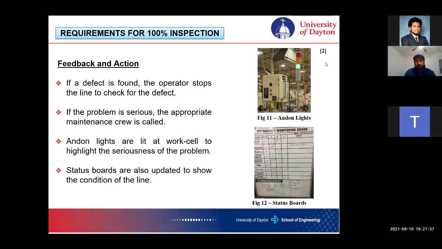If a defect is found, the operator stops the line to check for the defect, and it is very important to have andons or status boards updated with the current status of the machine. People working around the line or all the process owners involved are supposed to be updated with what's going on with the machine.